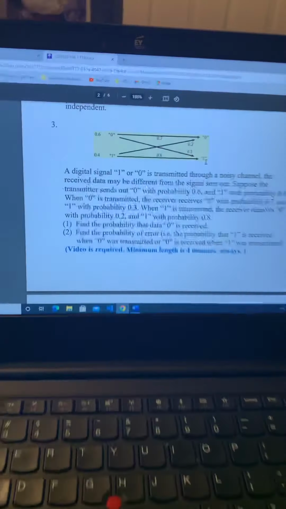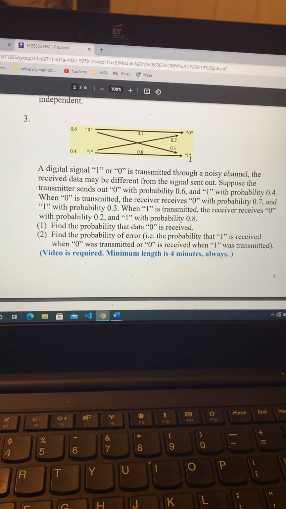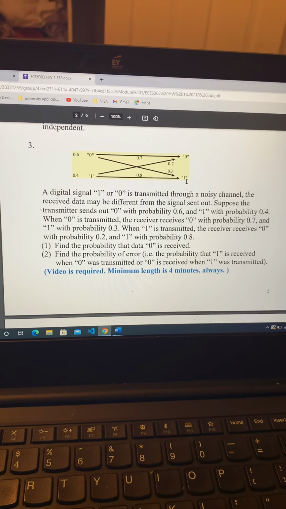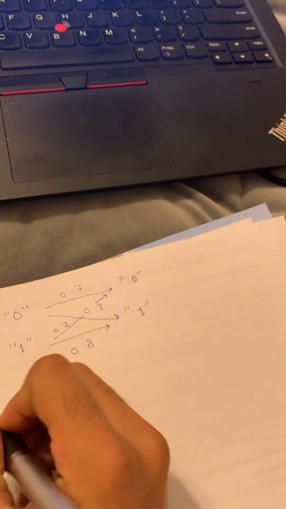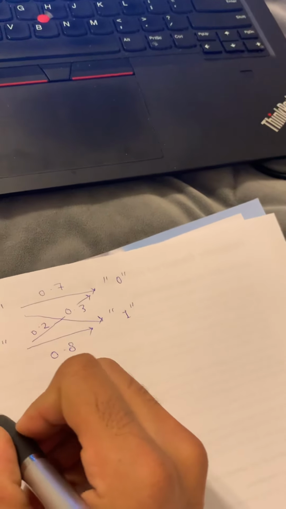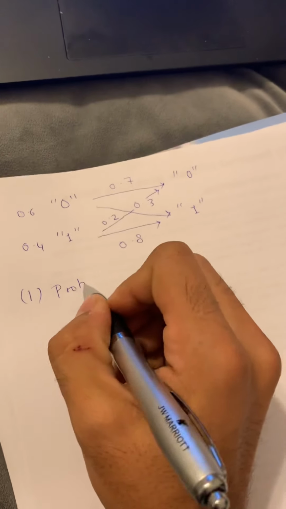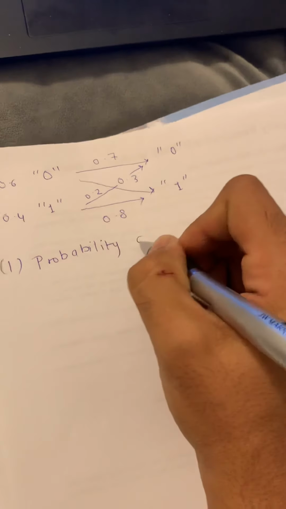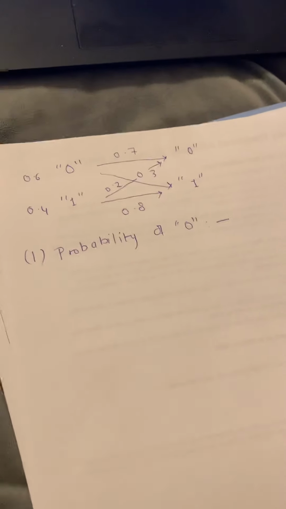So you have to find out two things here. First, the probability that the data 0 is received. Second, the probability of error, that is when we transmit 1 but receive 0, and when we transmit 0 but receive 1. First things first, let's solve the first question. We have to find the probability of 0 received.